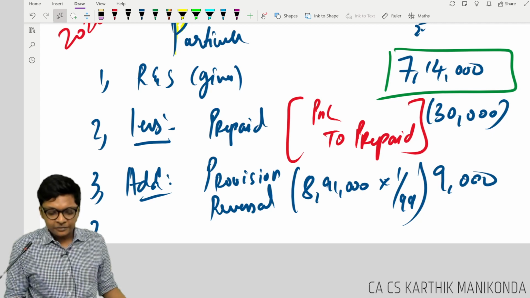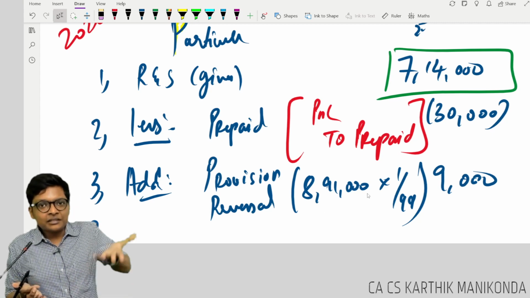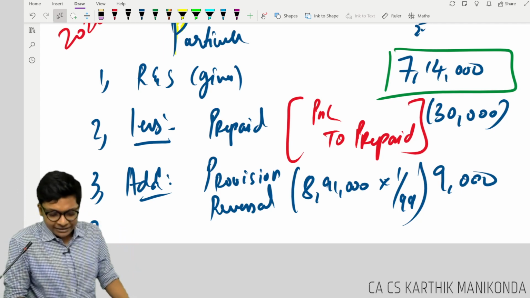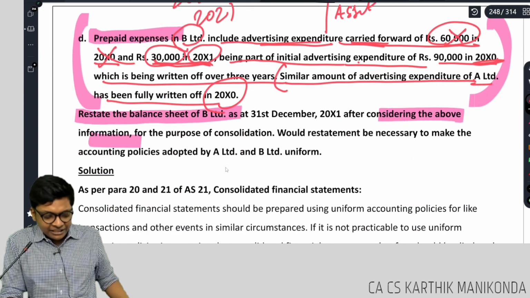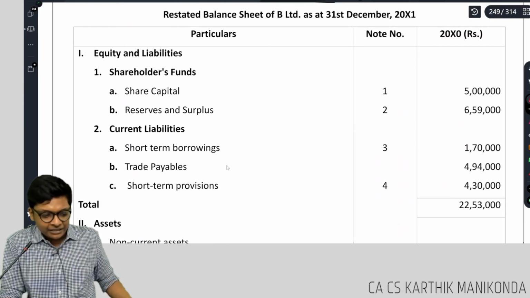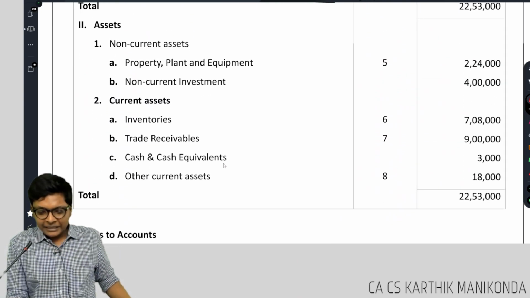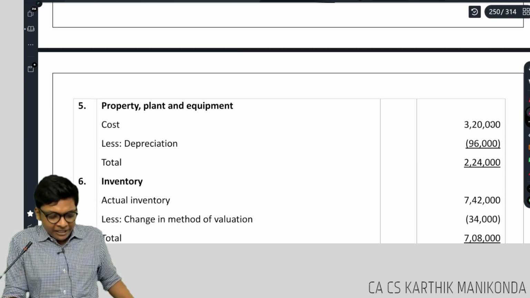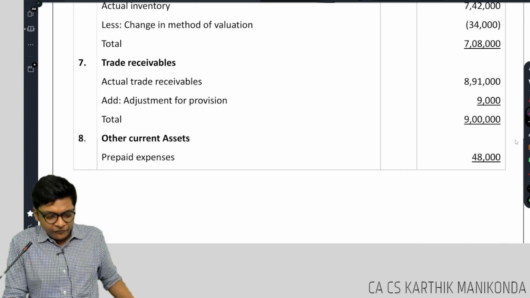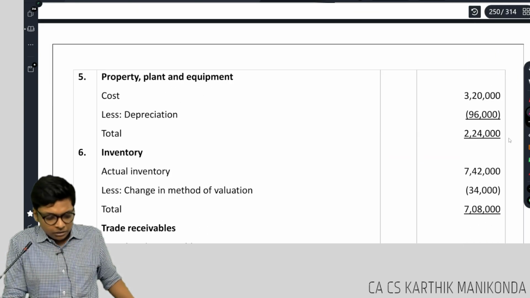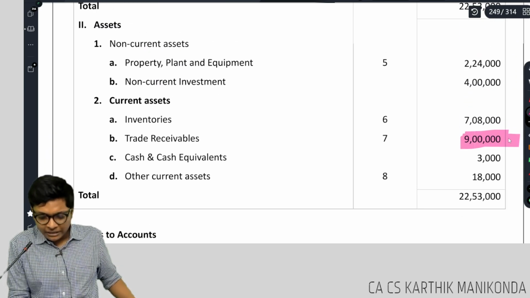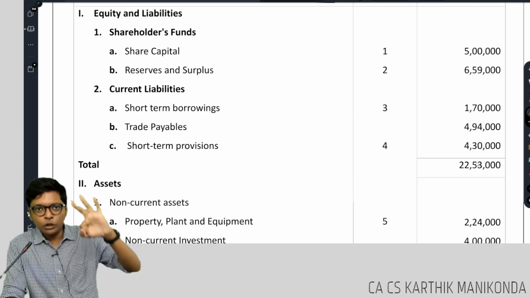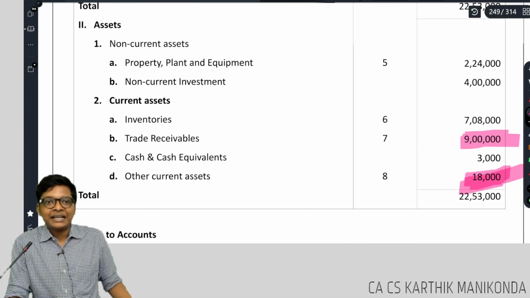Third one, last adjustment. So what is happening? Reserve is increasing. Debtors also increase by how much, guys? 9,000. Look at this. When I prepare my consolidated balance sheet answer, I am straight away jumping to the answer, guys. If you look at this, my trade receivable has now become 9 lakhs. My prepaid has become from 48. I am reducing. It's wrong over here. Look at the question. 18. Are you following, guys? So it was 48. Reduce 30. So it becomes 18,000.